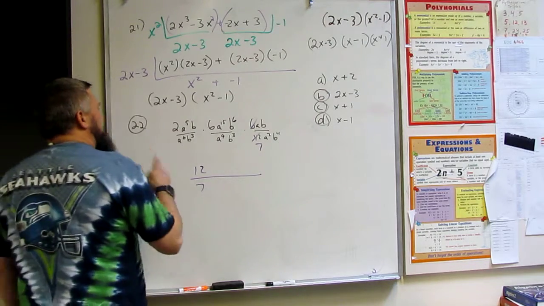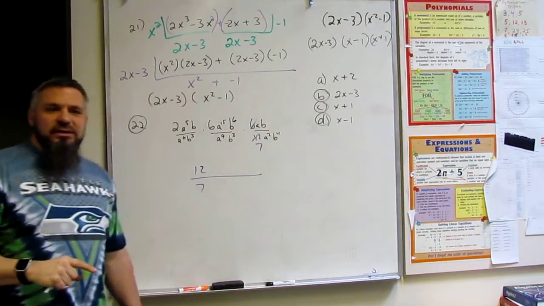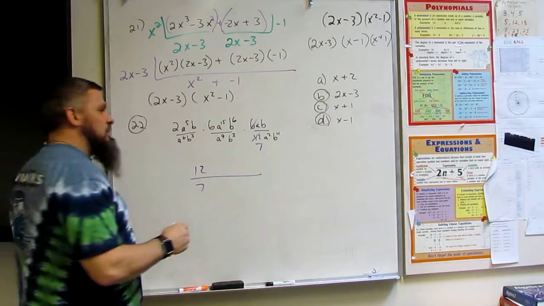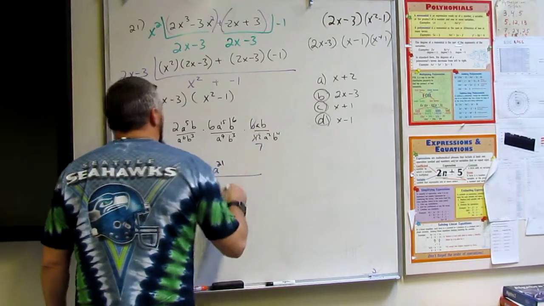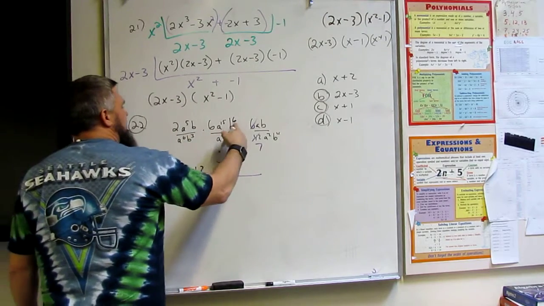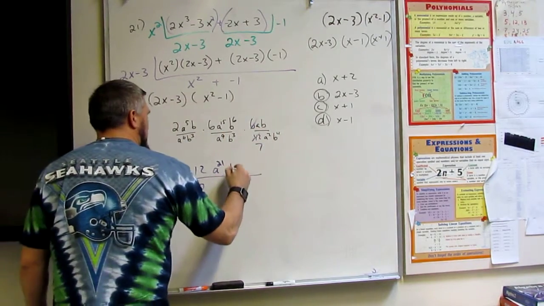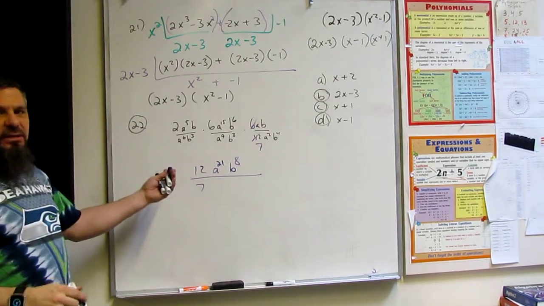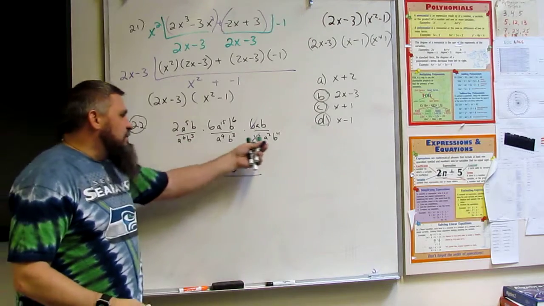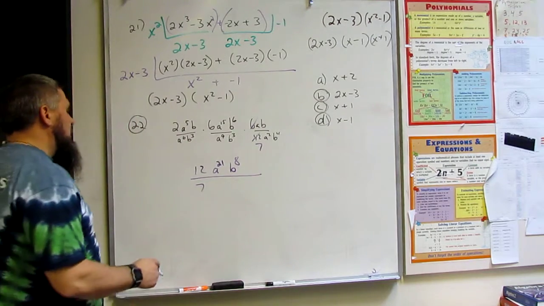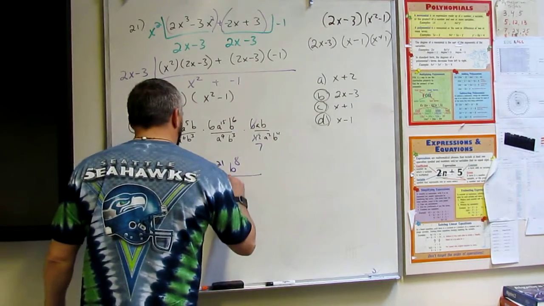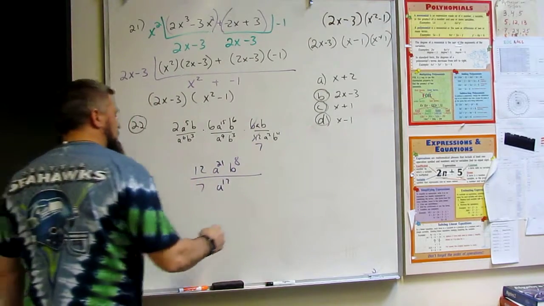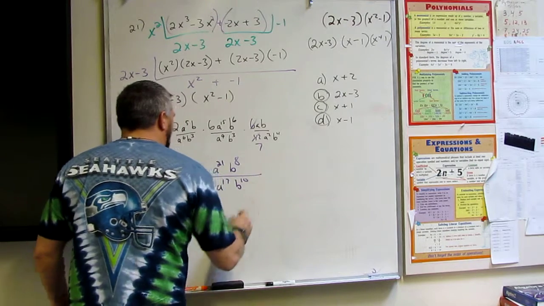So I go with my a's first. When I multiply, I add. So what's 5 plus 15 plus 1? 21. Then what's 1 plus 6 plus 1? 8. And then on the bottom, I do the same thing. What's 6 plus 9 plus 2? 17. And then what's 3 plus 3 plus 4? 10.